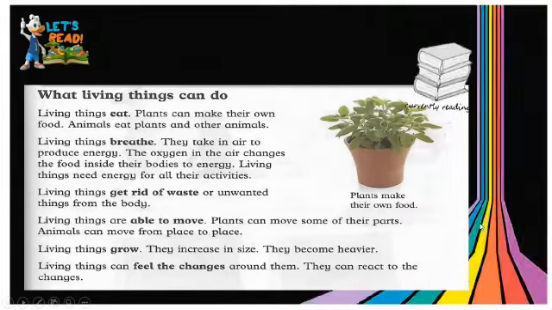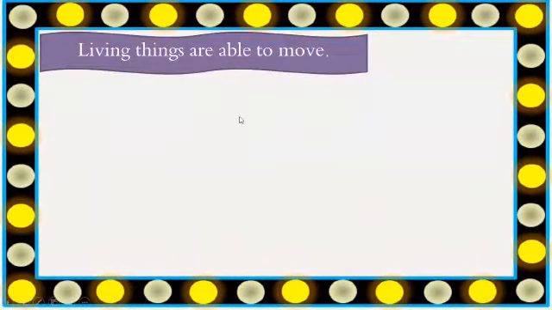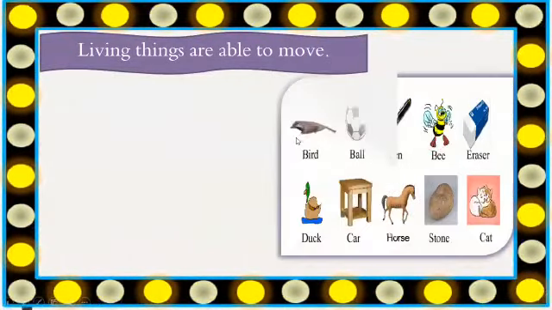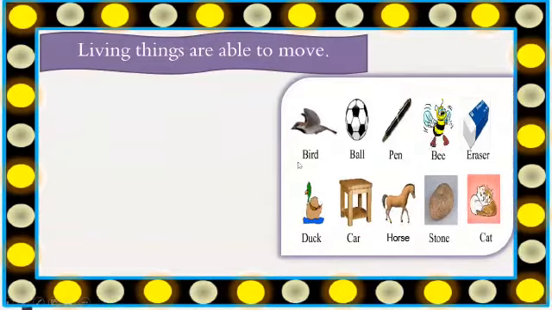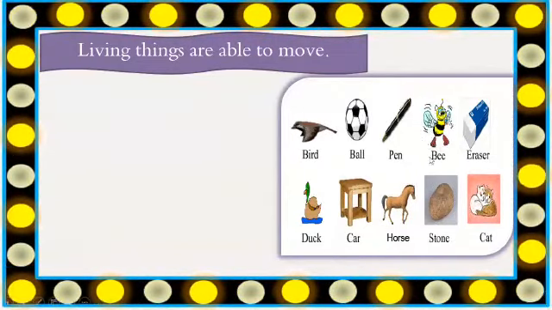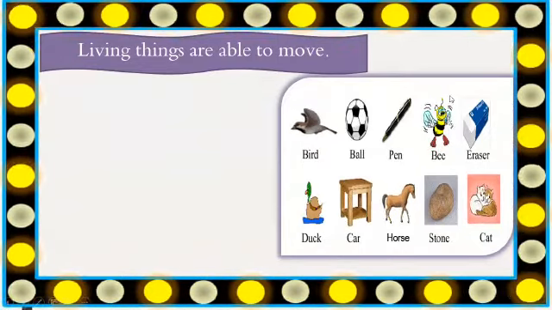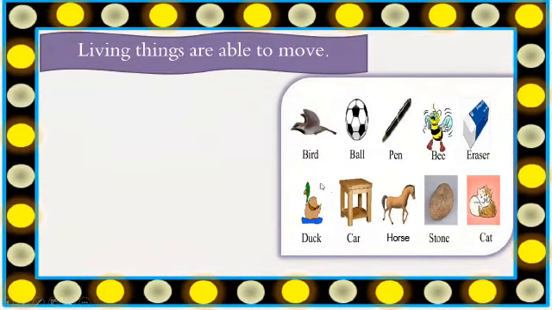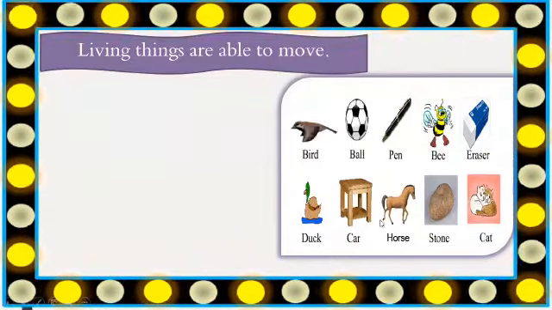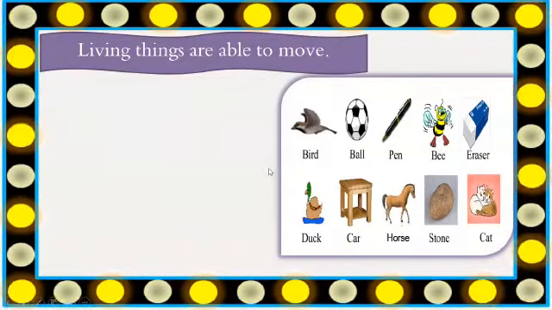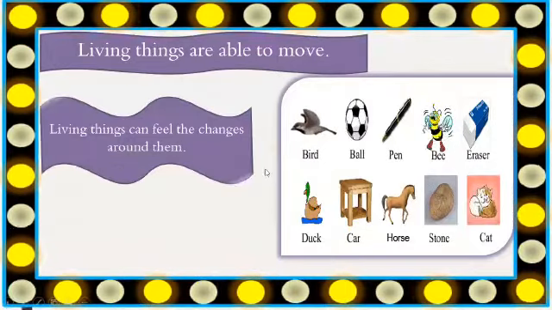So, what we have just learned is that living things are able to move. You can see that birds can fly, so they are living things. Bees can fly. They are living things because they can move. Ducks can move, also living things. Cats and horses are also living things. Ball, pen, eraser, car, and stones are non-living parts of the earth.